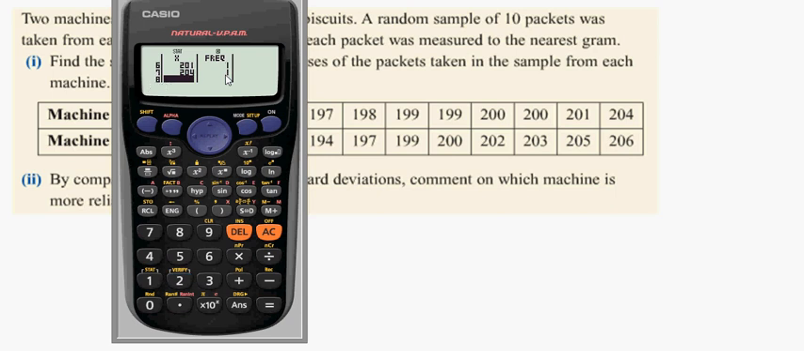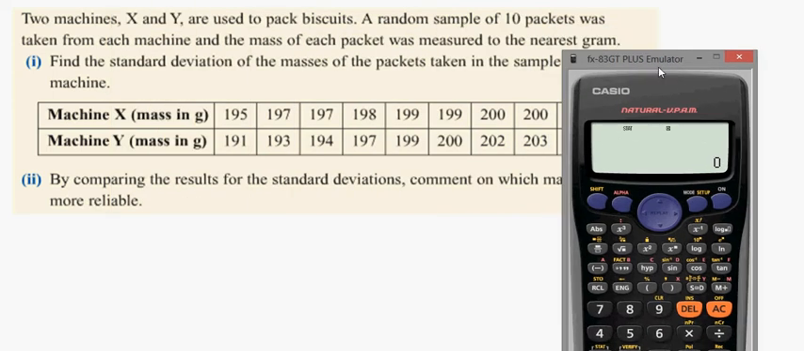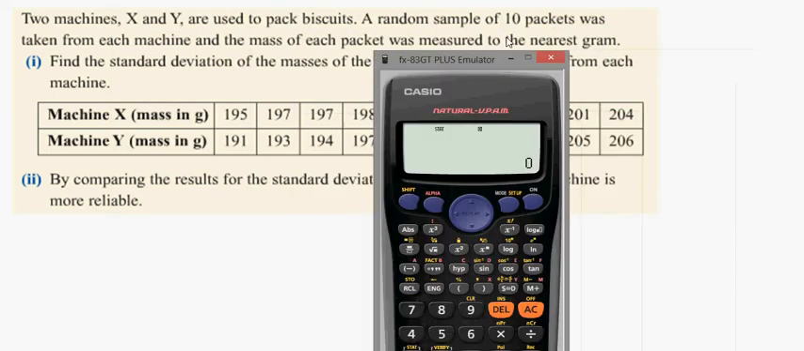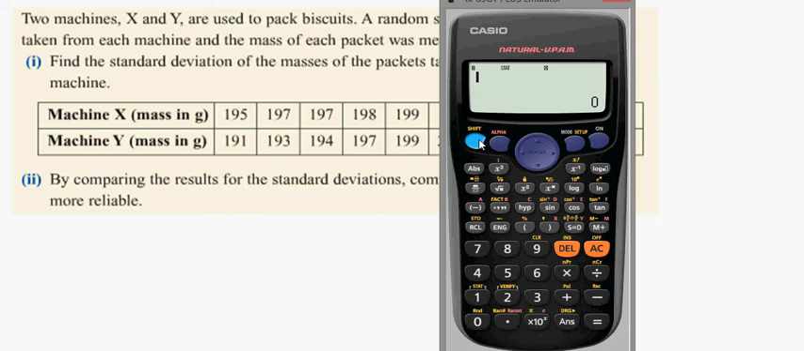Now that I have that put in, what I can do is find the standard deviation of the mass of packets taken. Okay, so I'm going to do two things for you. I'm going to show you how to get the mean as well. Go to shift, stat, variable. The mean is this x bar, this gives me the average. The average value for this one would have been 199.